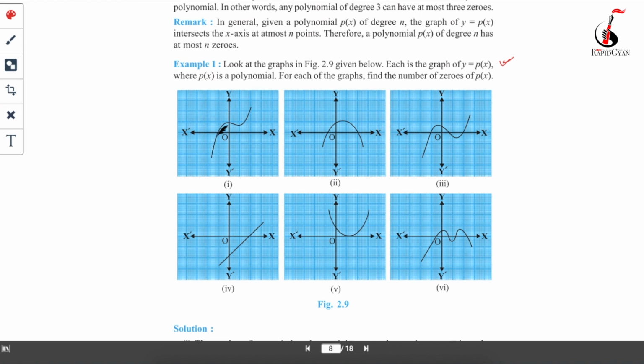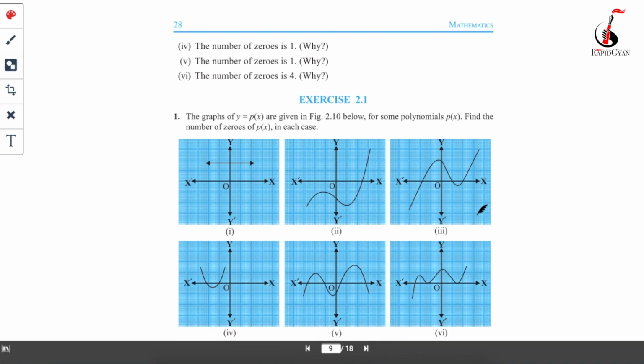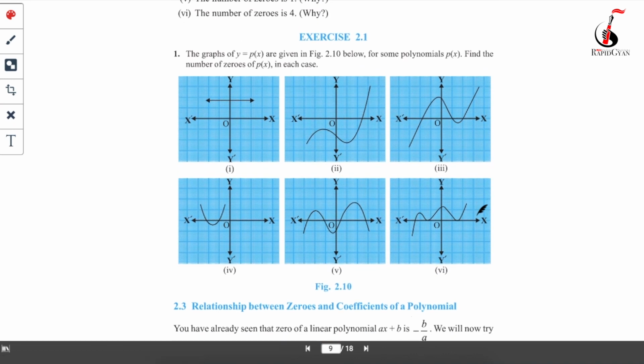In the first case it's intersecting at only 1 point, so the number of zeros will be 1. Here it's intersecting at 2 points, so the number of zeros will be 2. Here it's intersecting at 3 points, so 3. Here it's intersecting at only 1 point, so 1. Here also 1 point, so 1. Here it's intersecting at 1, 2, 3, 4 points, so your zeros will be 4. Understand? Very simple.